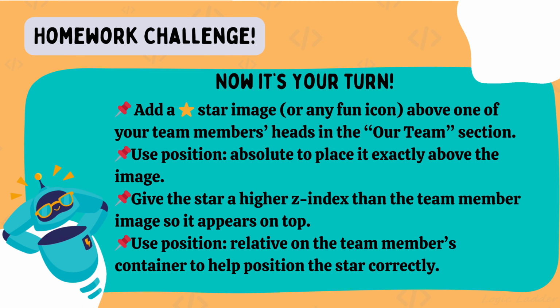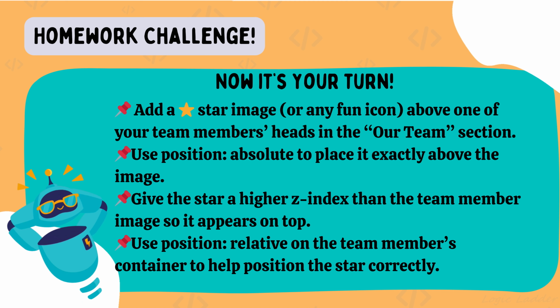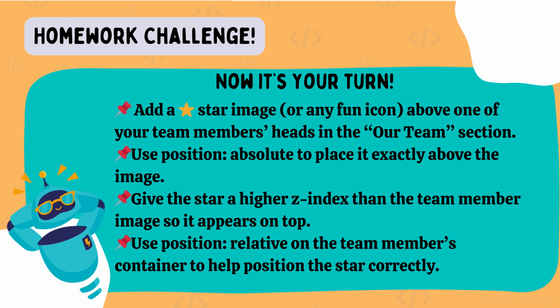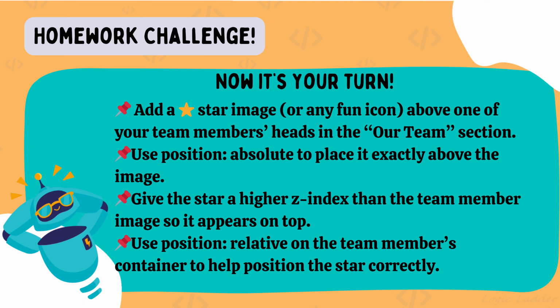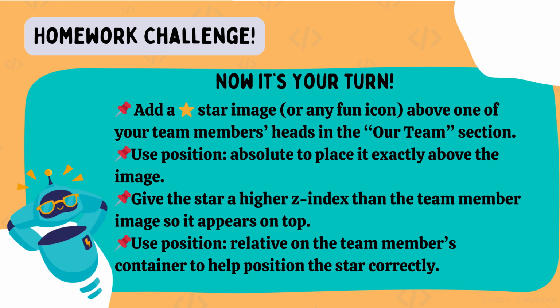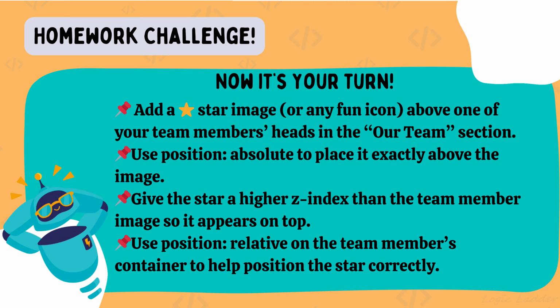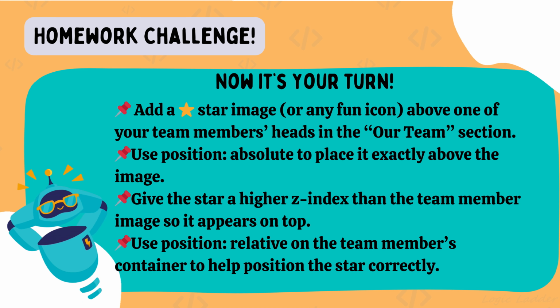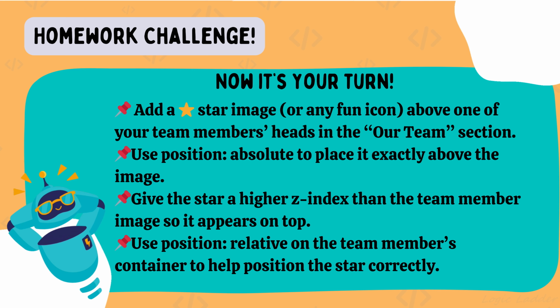Alright, superhero coders, time to test your new CSS powers. Pick a team member from your portfolio, and place a shining star right above their head, like a crown. Use position absolute for the star, and make sure it appears on top by giving it a higher Z-Index. If your star is floating off into space, don't worry, just give the team member a position relative to help guide it.